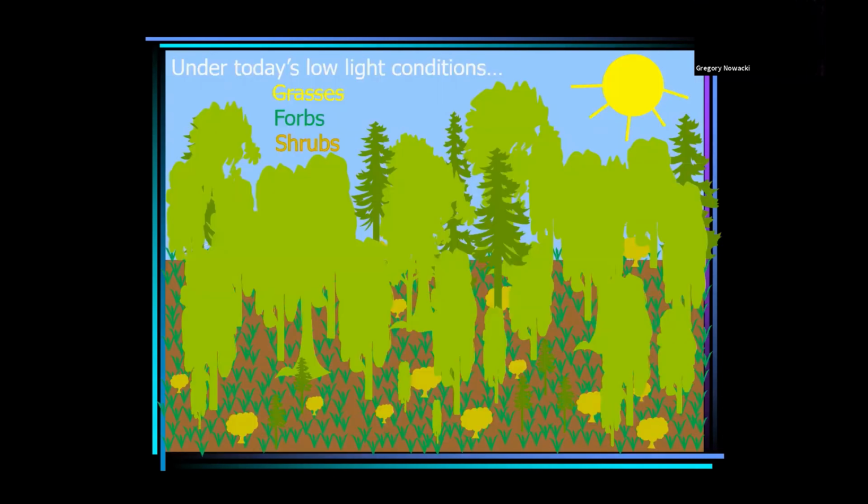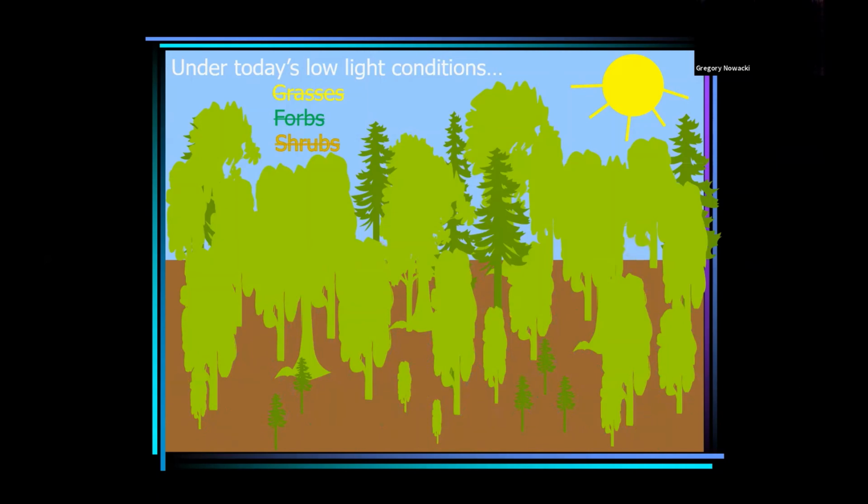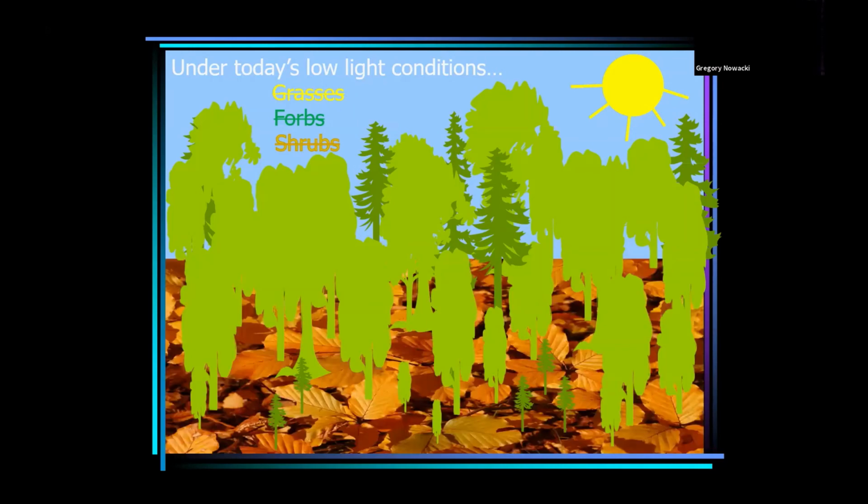Now, under today's low light conditions, what has happened? Well, the first life form to wink out are your grasses, just because they're very much dependent on high light conditions for survival. Next are our forbs. They have a little bit more energy in their root systems, able to eke it out a few years, but eventually they succumb. And lastly are the big guys in the understory, at least regarding these life forms, that is the shrubs, last to go. And what are you left with? Well, a leaf layer, basically.